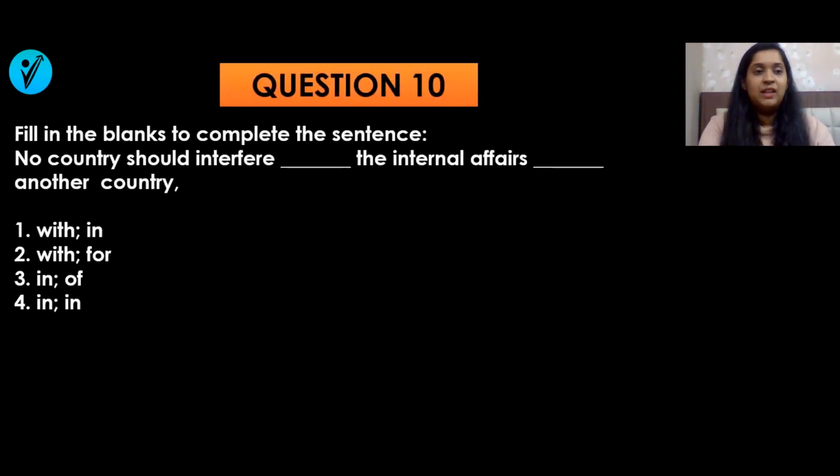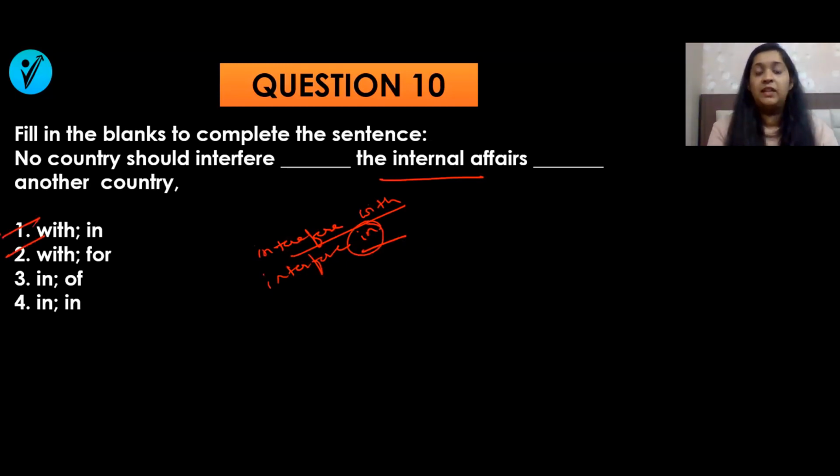All right, question number 10. No country should interfere with or in the internal affairs blank another country. Now, interfere with and interfere in. So, I do not interfere with her work, but when it comes to internal affairs, no country should interfere in the internal affairs is the correct usage. So we will eliminate options 1 and 2. Blank another country, of another internal affairs of another country. It is always of. So the correct answer is option 3.